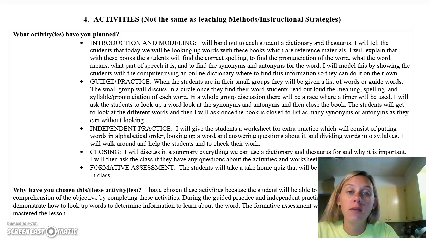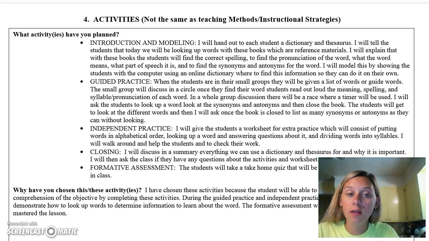For the independent practice, I will give the students a worksheet for extra practice, which will consist of putting words in alphabetical order, looking up a word and answering questions about it, and dividing words into syllables. I will walk around and help the students and check their work.